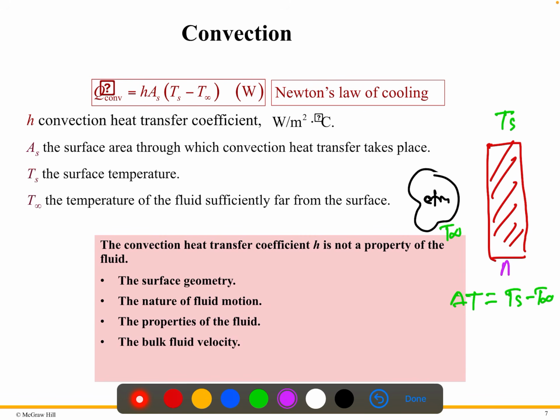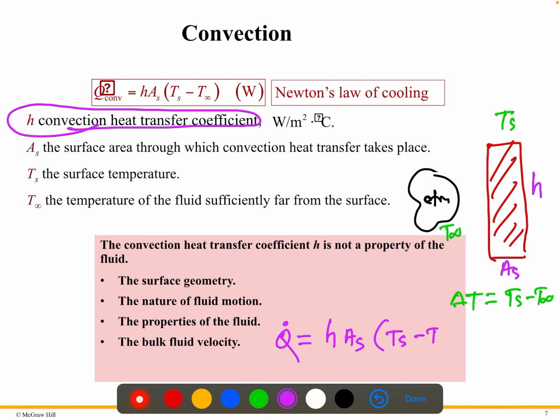Let's say this surface area is As, and another important thing is the heat transfer coefficient for convection, the convection heat transfer coefficient h. According to Newton's law of cooling, the rate of heat transfer by convection will depend on this heat transfer coefficient, the surface area, and the temperature difference. And this is called convection heat transfer, or Newton's law of cooling.